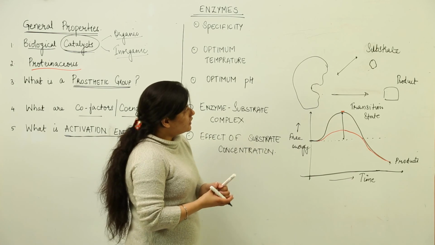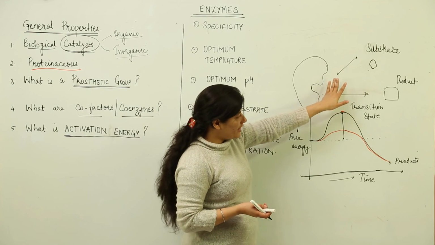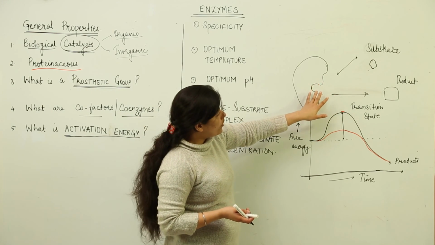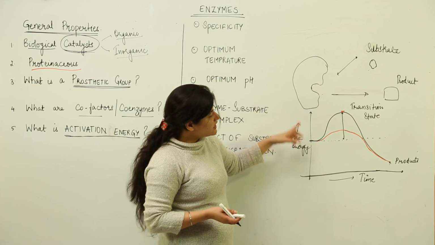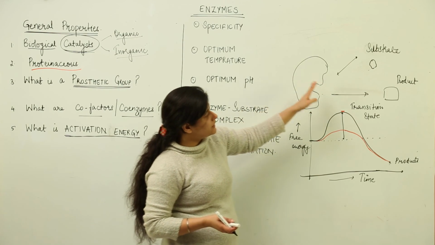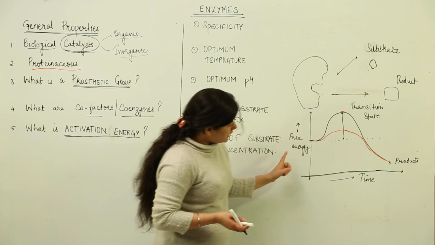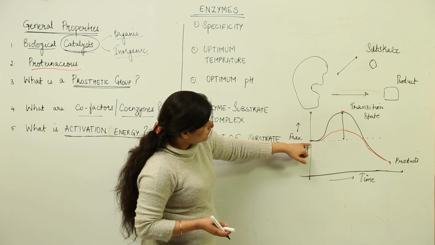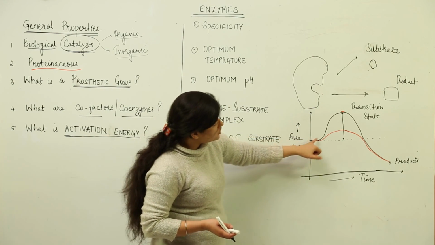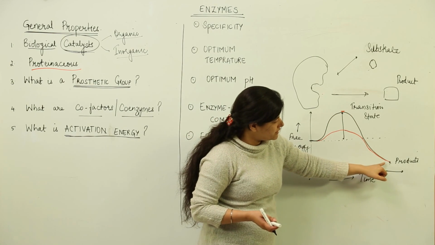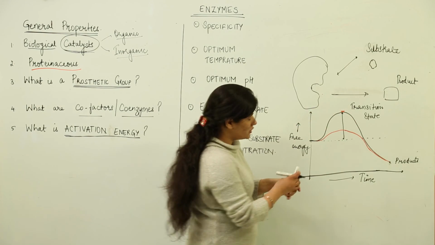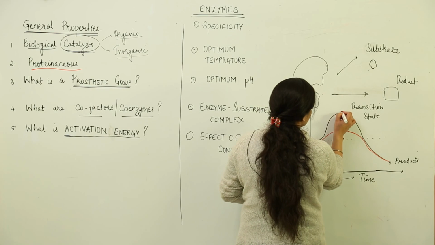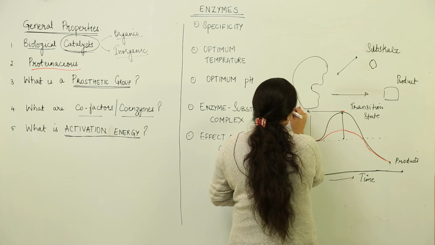Is it clear now how the substrate combined with the enzyme, the substrate formed the enzyme substrate complex, and that enzyme substrate complex later gave rise to the product? Seeing it in this graphical presentation, this is the free energy of a reaction which is not taking place in the presence of enzyme. A lot of activation energy is required in this case. This is the activation energy.